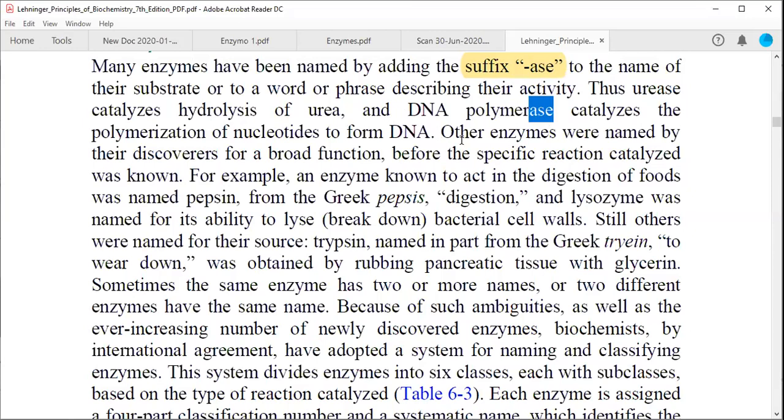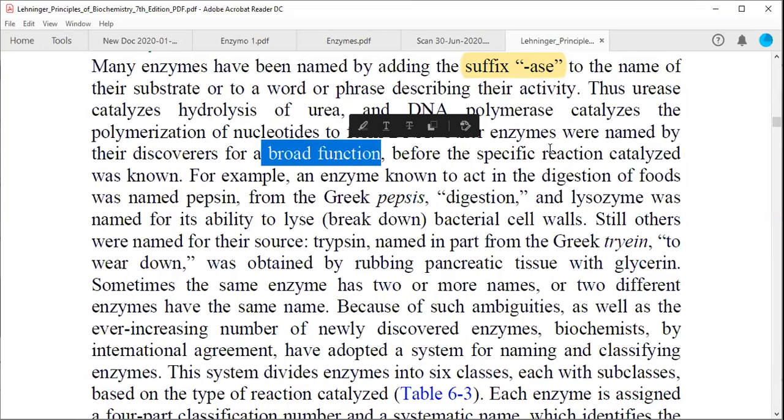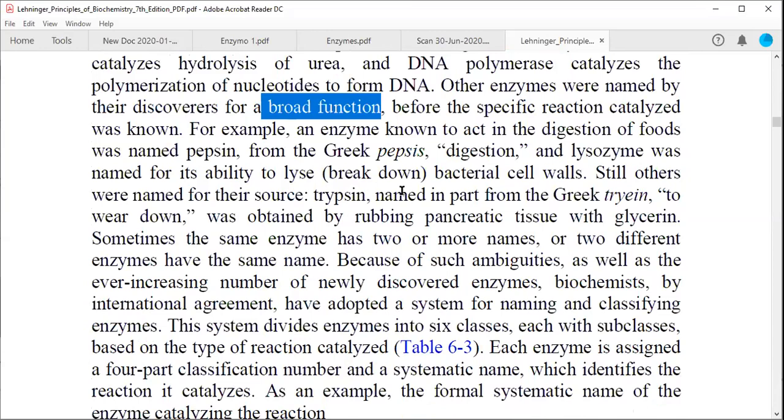Other enzymes were named by their discoverers for their broad functions before the specific reaction catalyzed was known. So the enzyme has a certain function, so the discoverer will name that particular enzyme accordingly. For example, urease is hydrolysis of urea, and DNA polymerase is catalyzing the polymerization of nucleotides to form the DNA. And another example is given here.